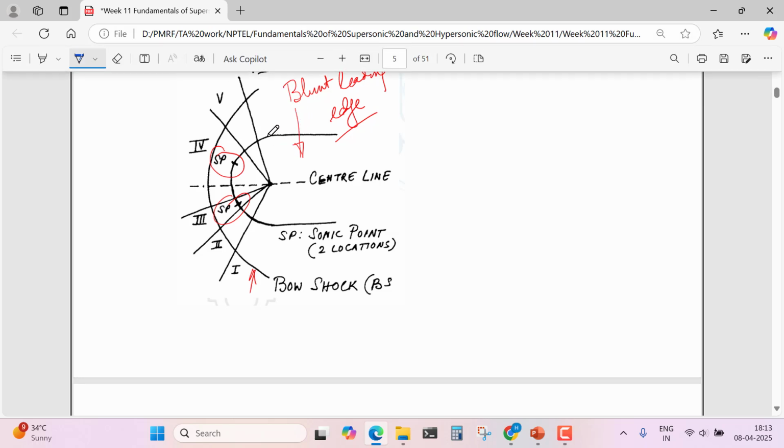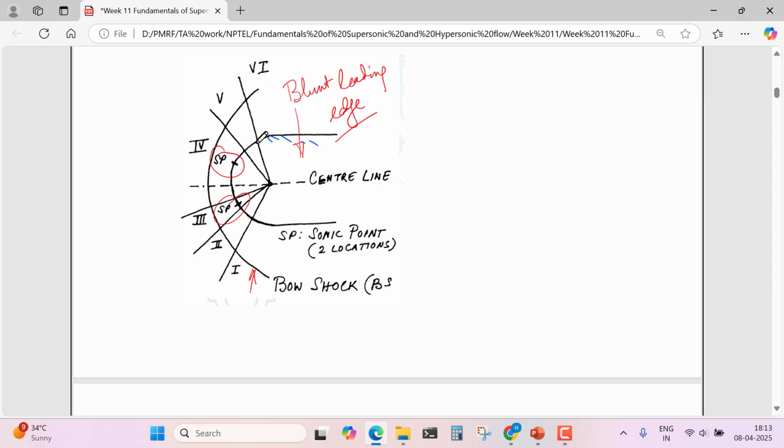Let's say this is one body, and due to the flow, the bow shock is forming here. And this central line is the line which is passing through the stagnation point and center of the body.